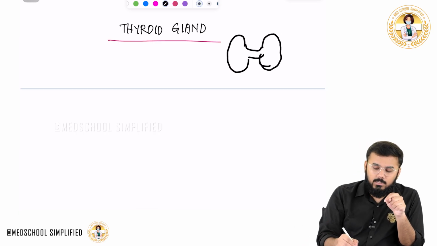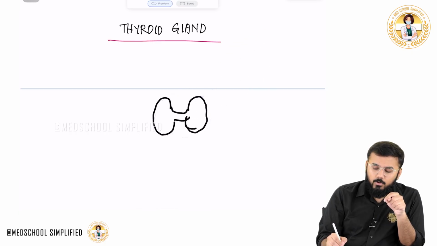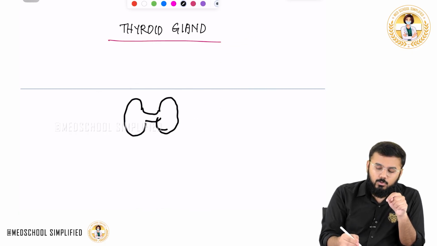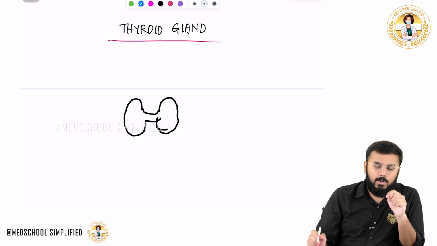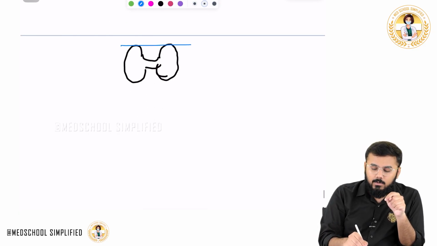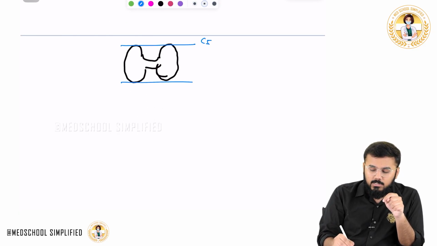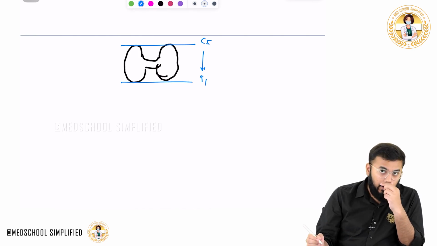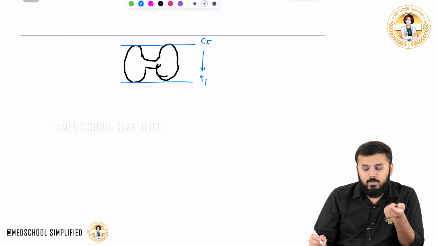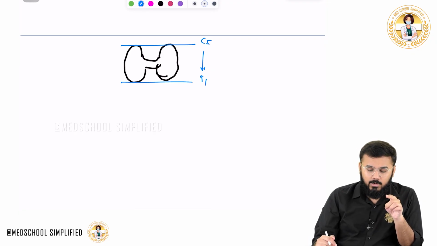Now, before we discuss the thyroid gland, one very important thing you should know is the topography of this particular gland. The thyroid gland ranges all the way from C5 cervical vertebra till T1 thoracic vertebra. This is the topography of your thyroid gland.